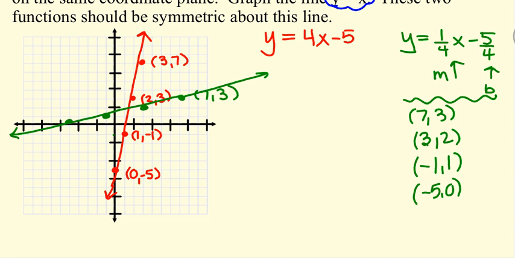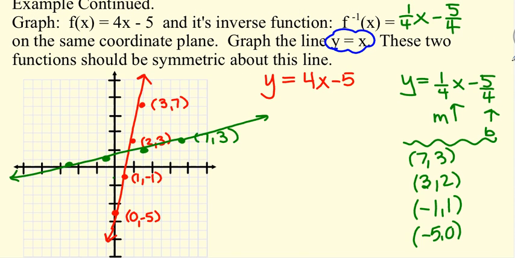All right. Now, we're going to graph that line y equals x and show that these two are symmetric about that line. So y equals x, the y-intercept is 0, and the slope is 1. So let's graph that. Y-intercept of 0, slope of 1. You imagine folding the coordinate plane along that blue dotted line. The green and the red lines should smash right onto each other.